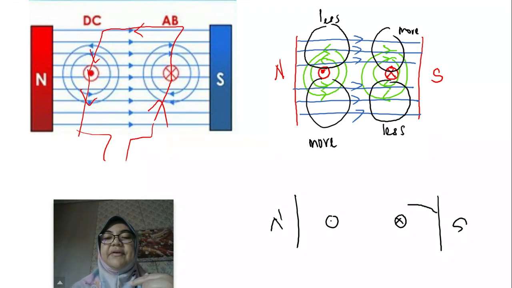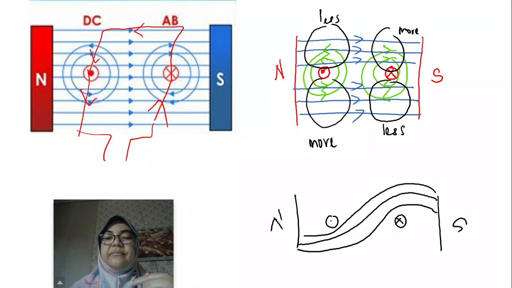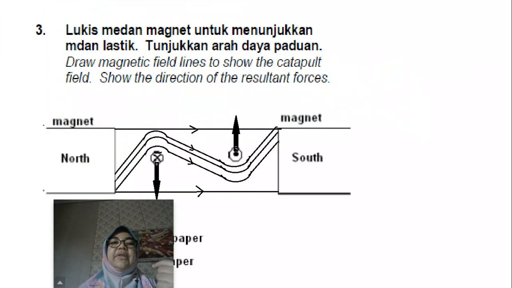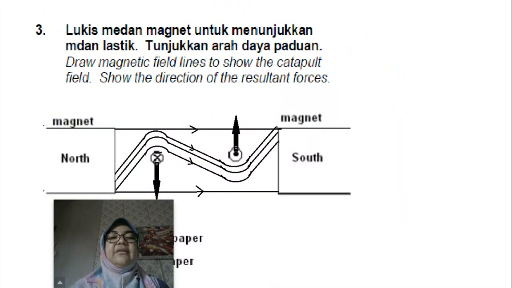So we have magnetic field line ni macam ni. Okay, yang ini less, satu line je. Lepas tu yang belah bawah kiri kanan pun satu line je. Tapi yang belah atas ni dapat lebih. Yang belah atas kanan dapat lebih, belah bawah kiri pun dapat lebih. Okay, so kalau kita lihat kepada dia punya catapult field, macam ni.